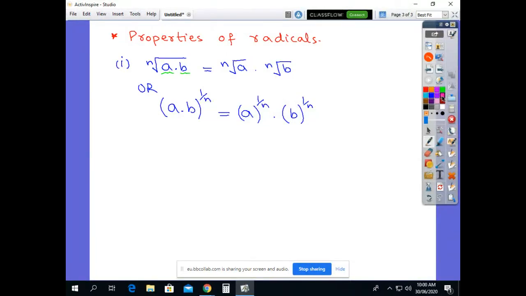Secondly, we have a property for the nth root of a divided by b. We have two numbers in divisible form, that is p over q form. We have the nth root of a over b, and we write it as the nth root of a over the nth root of b, separately.